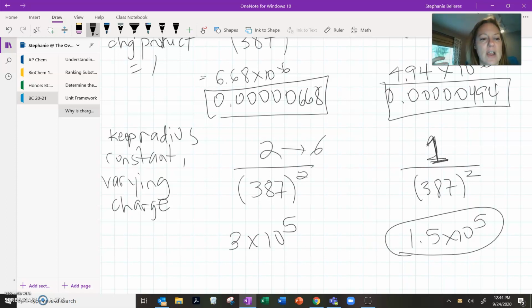So that's the mathematical justification for why the charge is more impactful on the lattice energy than the radius, and why we look at it first. So hopefully that helps.